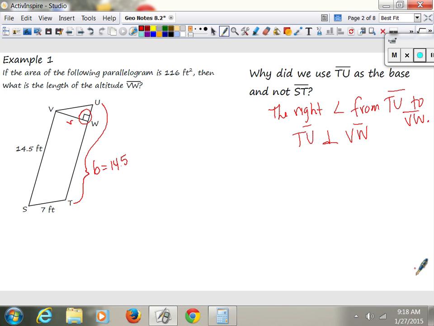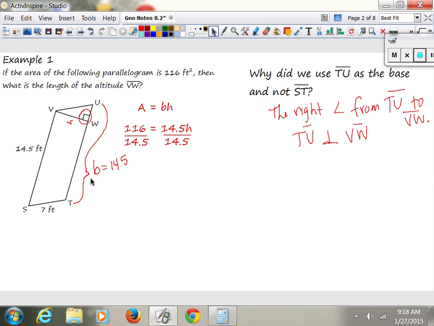So let's see if we can solve this for H. We're looking for H. They already gave us the area is 116. Tells us that right there in the problem. So we know that our area is our base times our height. That is a formula for this parallelogram. We know the area and we know the base. So we plug those two in.